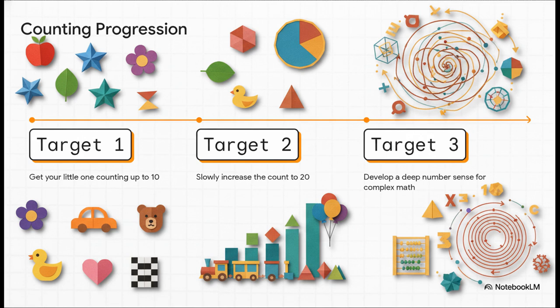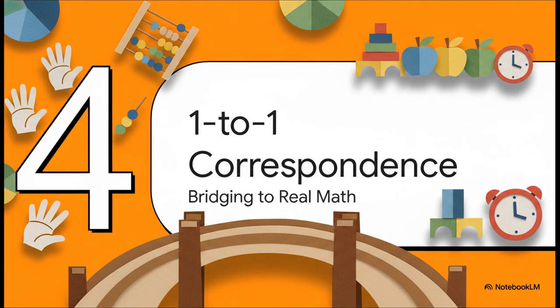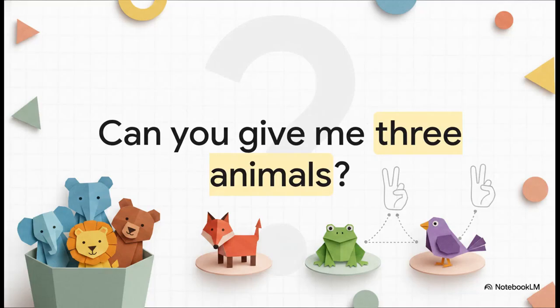Sticking to these targets seamlessly sets them up for target 3, which is developing a deep, intuitive number sense. And that is the foundation for quite literally every complex math problem they'll face later on. Next up, part 4, one-to-one correspondence. Okay, this is the magical aha moment where reciting numbers officially meets real physical quantities.